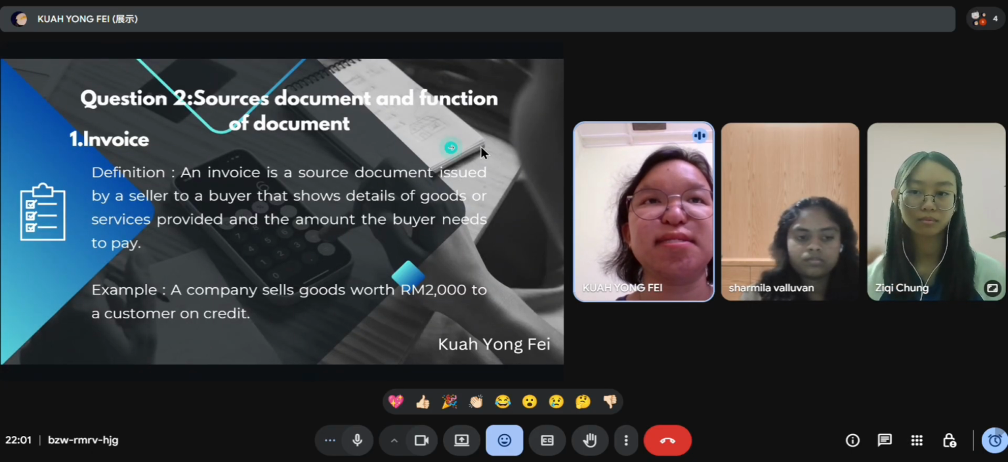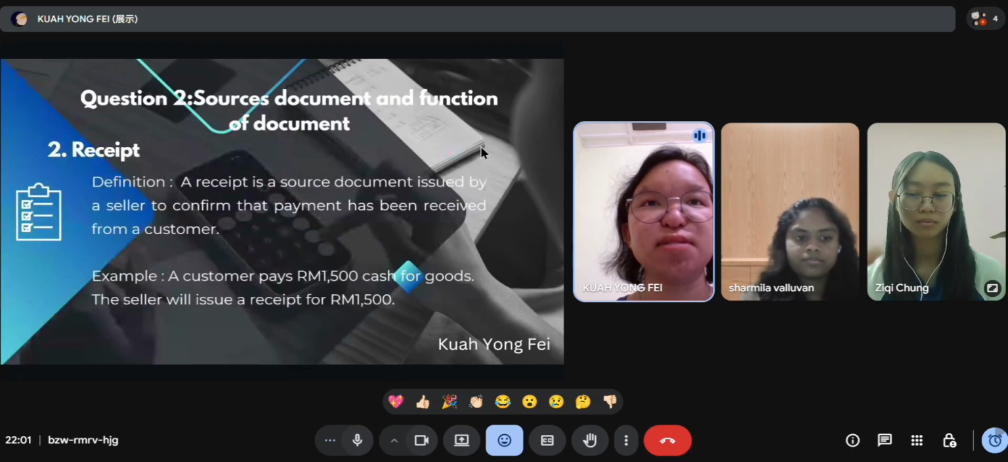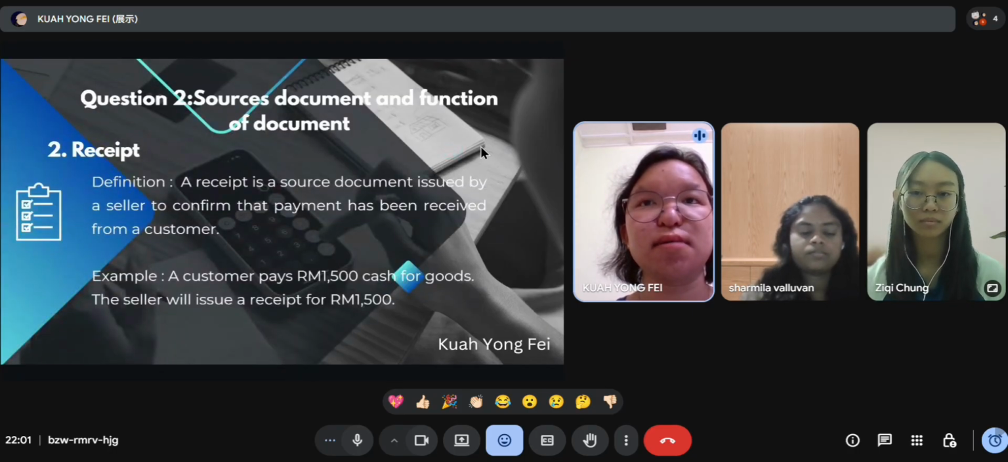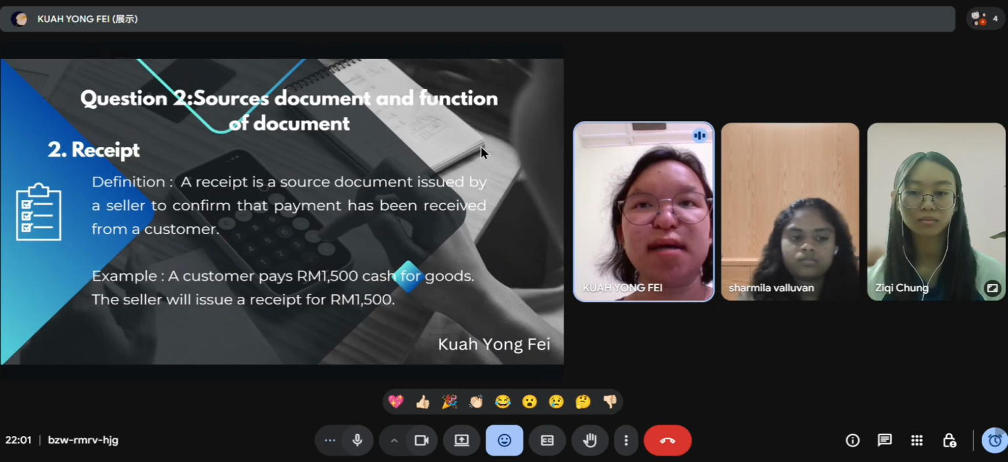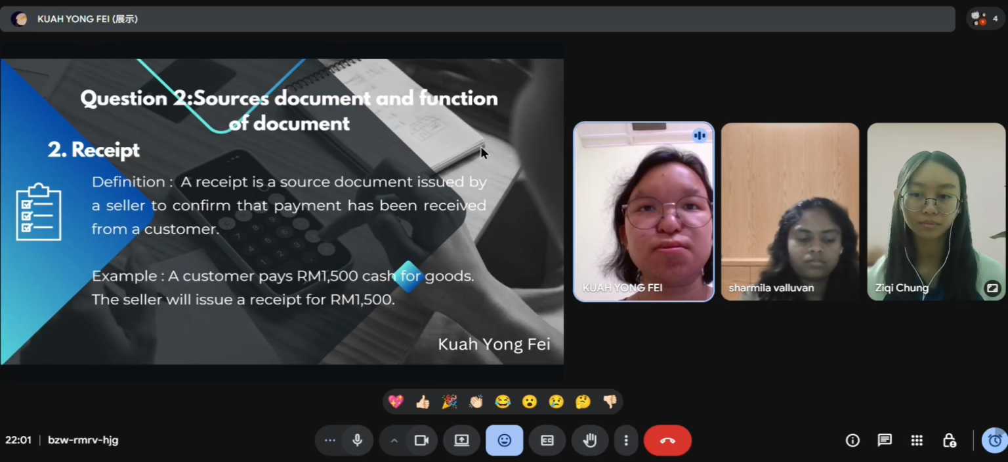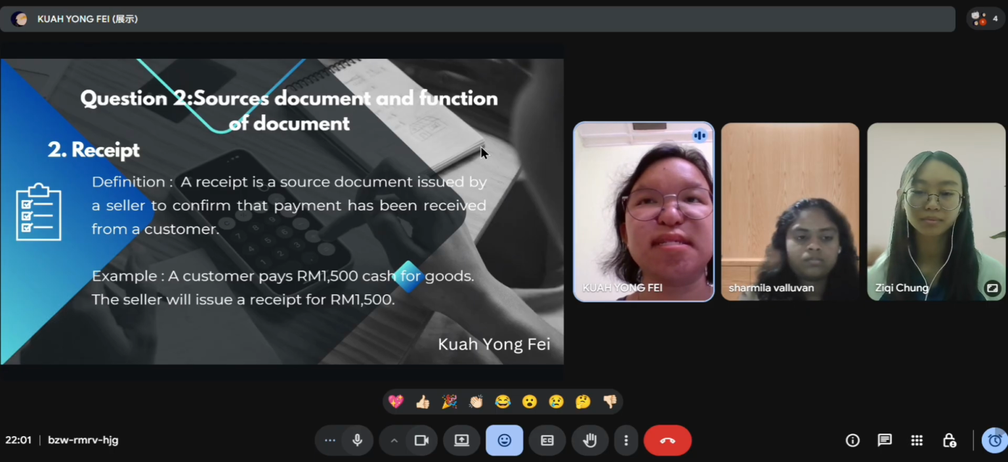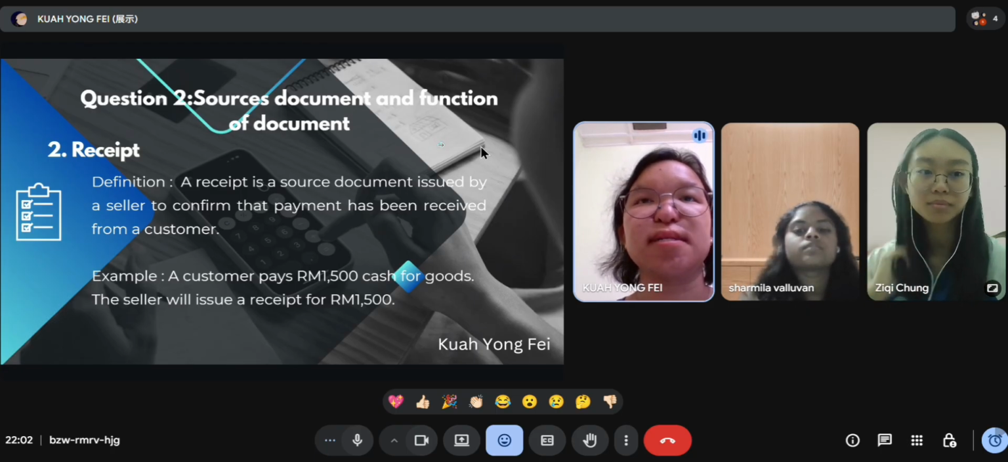The next is the receipt. The definition of a receipt is a source document issued by a seller to confirm that payment or money has been received from the customer. An example is the customer pays 1,500 cash for goods and the seller issues a receipt for 1,500. And I will pass to Ziqi to continue the presentation.